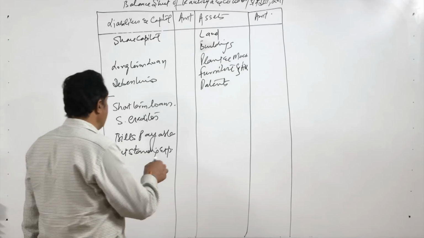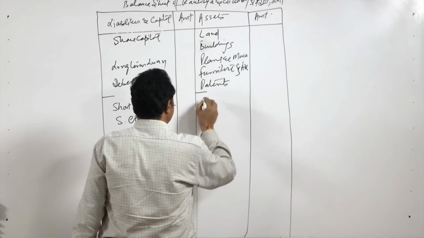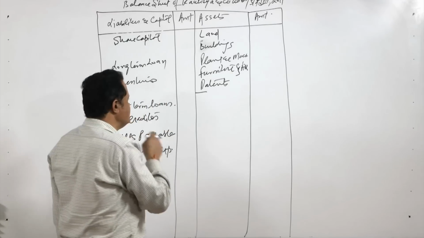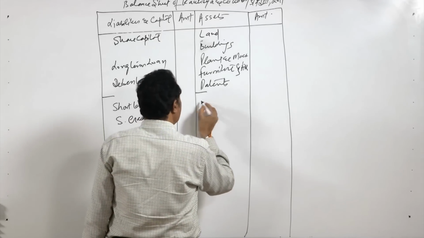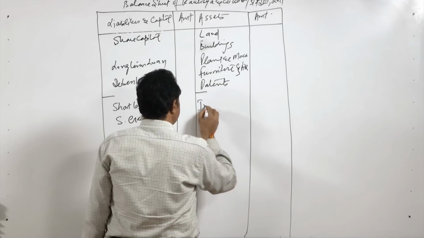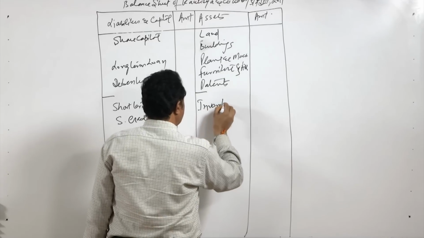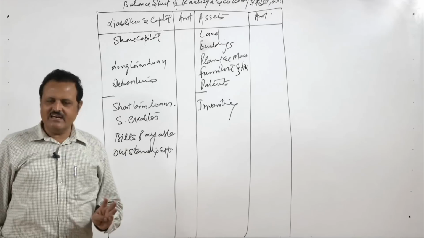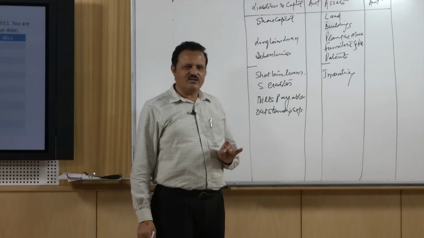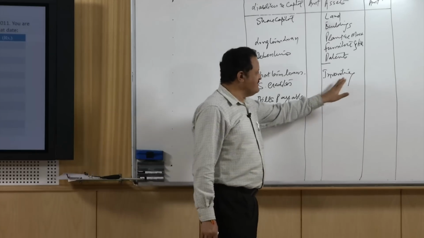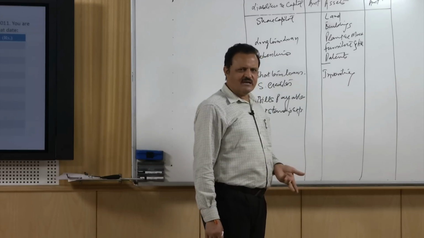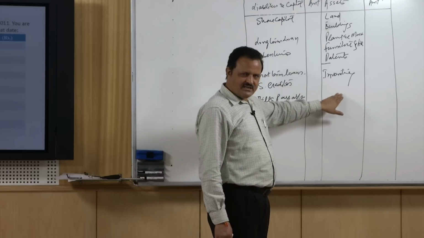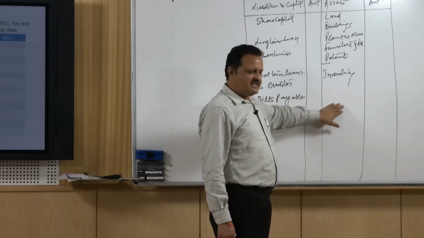Then we come down to the short term or current items. We have current assets also, and the first current asset is the inventory, the raw material or inventory of all kinds. We have three kinds of inventories normally: inventory of raw material, inventory of work in process, and inventory of finished goods. So all the inventories can be put together here, or they can be shown separately.